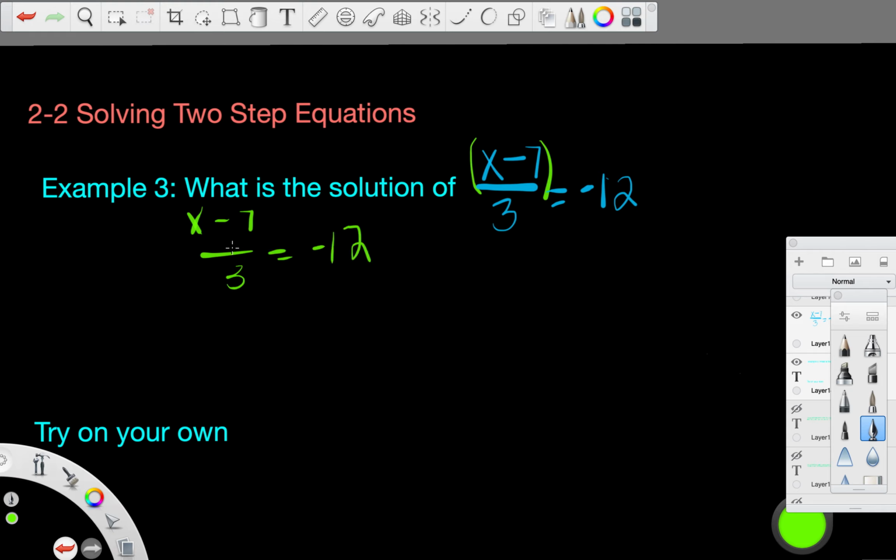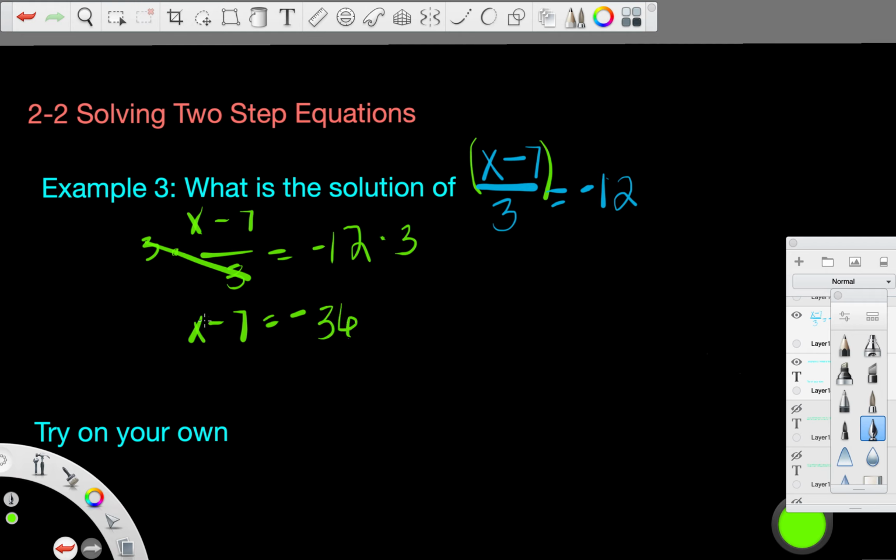Now, the 3 is being divided, right? So in order to get rid of that, we want to use the inverse operation of division, which is multiplication, and we want to multiply by 3 on both sides. So I'm left with x minus 7 equals negative 12 times 3. I get negative 36. Okay?